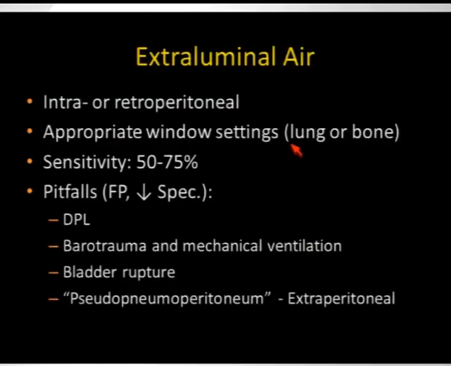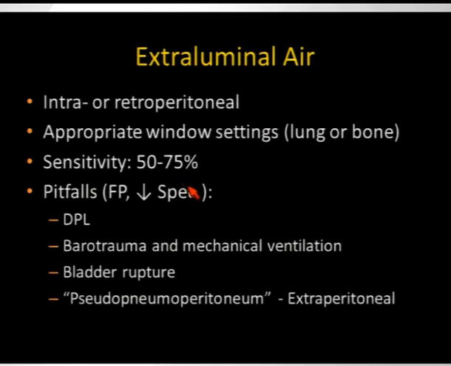Extraluminal gas is very important, and it can be located either within the peritoneal cavity or in the retroperitoneum. And we always recommend our residents to look at the images not only in the soft tissue windows but also in the lung or bone window settings if there's any suspicion that there may be extraluminal gas in the abdominal cavity. The sensitivity is about 50 to 75%. That means that between 1/2 and 3/4 of all patients who are proven to have a significant bowel injury at laparotomy will have pneumoperitoneum or pneumoretroperitoneum on their CT scan.